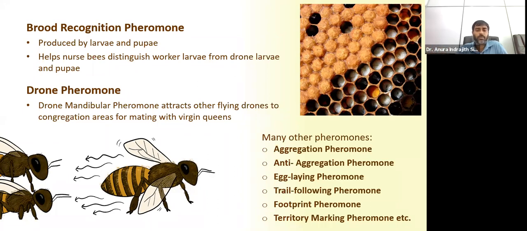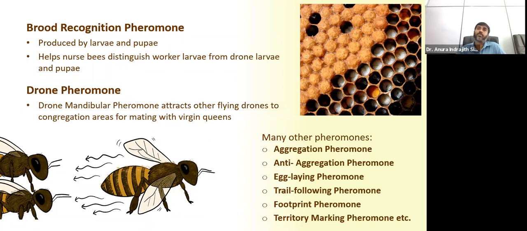Then the drone pheromone. During mating, all the drones from different nests, different colonies, gather in one place, which we call drone congregation areas. Queens from all the nests also come to that place for mating. And these drones release some pheromones. Because of that, all the drones are gathered in one place. And then there is the aggregation pheromone.